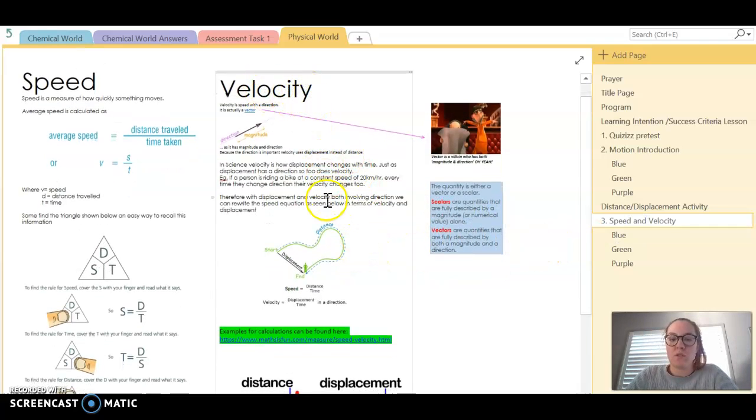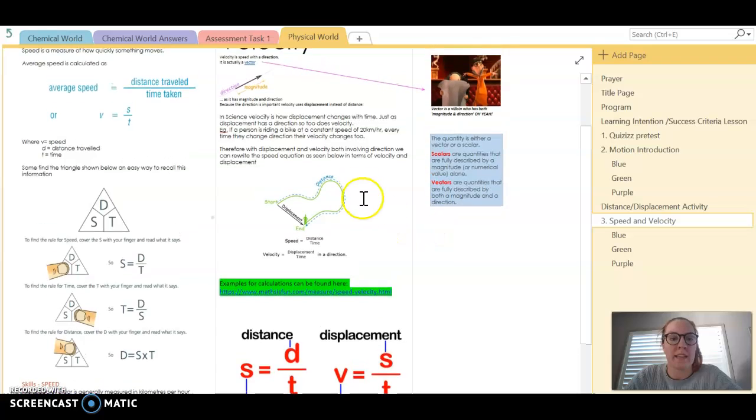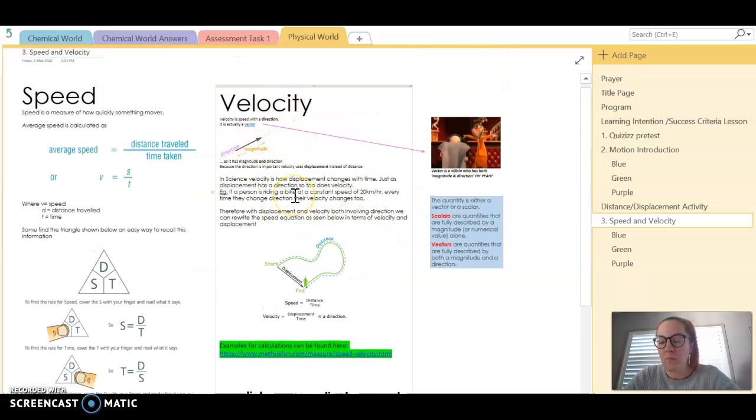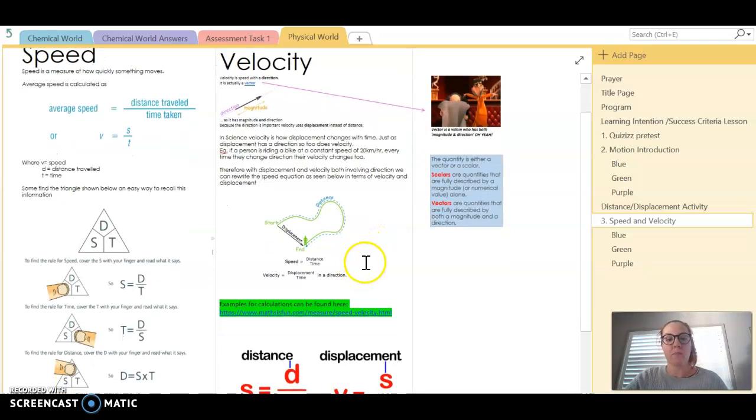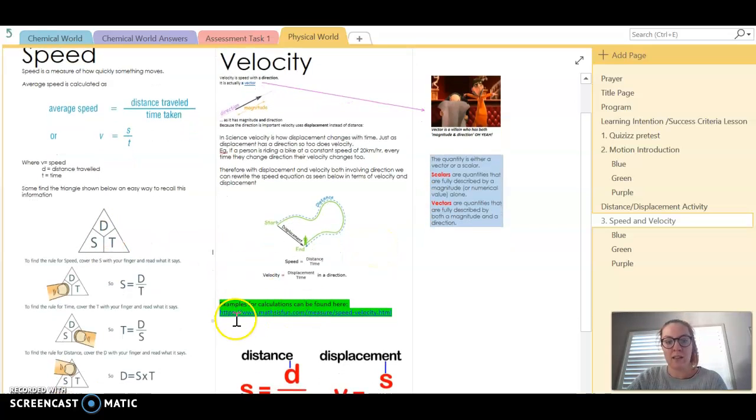Velocity uses displacement in its calculation. So you need to make sure that when you're doing calculations for this velocity section, you're also giving your answers with the displacement direction. Now, for specific examples on how to do the calculations for speed and velocity, there's a website link here to Maths is Fun that goes through the details of speed, distance, time, and velocity calculations.